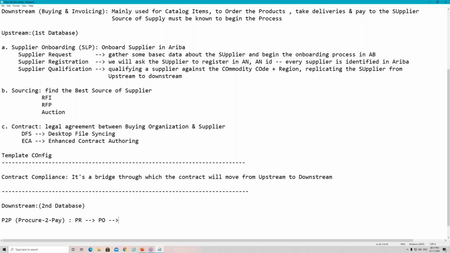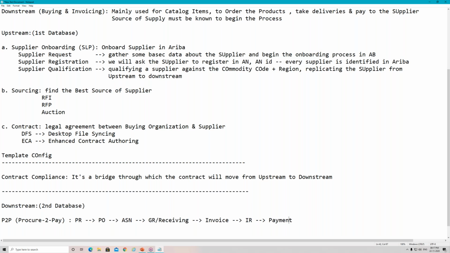PO will be sent to the supplier in Ariba Network. The supplier will send the ASN, advance shipping notification, or order confirmation from the Ariba Network to the buyer. Then the buyer will do the GR, which is also called receiving, in Ariba Buyer. Once that is done, the supplier will create the invoice in Ariba Network, and this invoice will come to Ariba Buyer. Against this, IR will be done. All of you will say, Manoj, what is this IR? Invoice reconciliation. Two-way check, three-way check, PO, GR, invoice will be checked. Everything okay? Then very simple, payment.